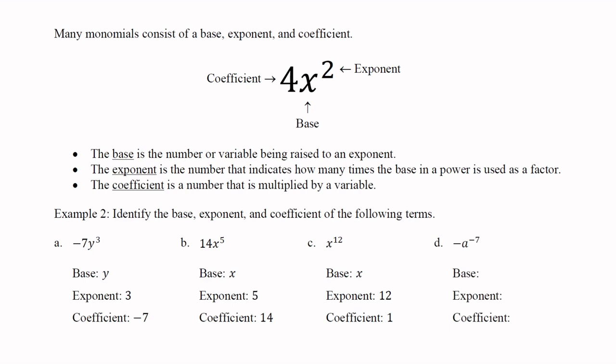And then negative a to the negative 7th, our base is a, our exponent is negative 7, and our coefficient is negative 1. Now notice this one does have a base, an exponent, and a coefficient, but it is not a monomial because it has a negative exponent. Remember, negative exponents mean you do not have a monomial.